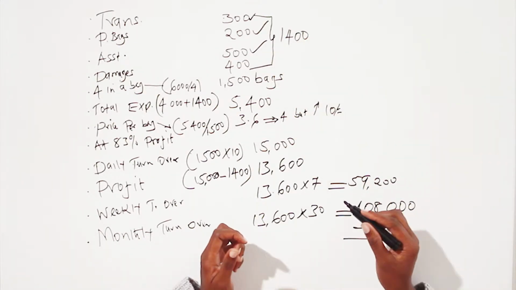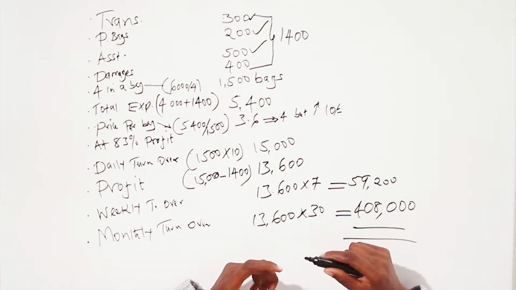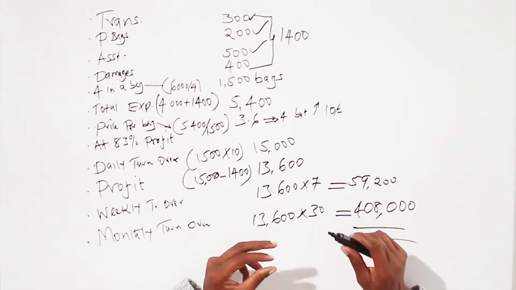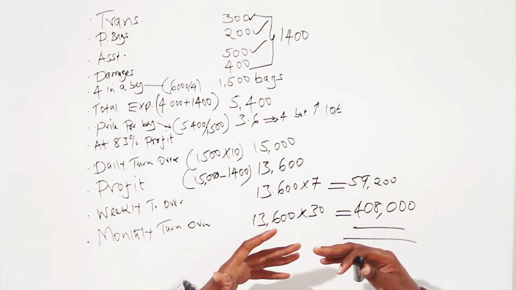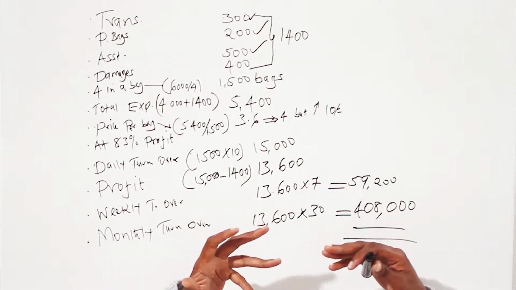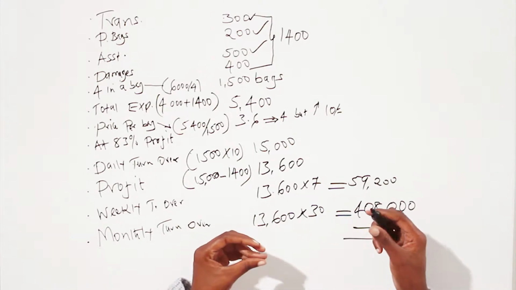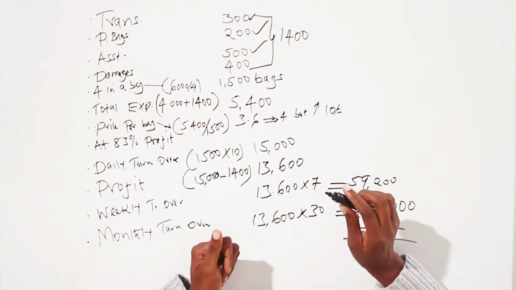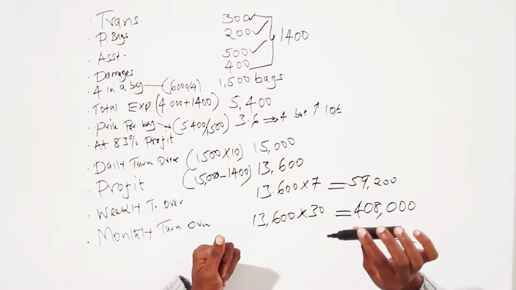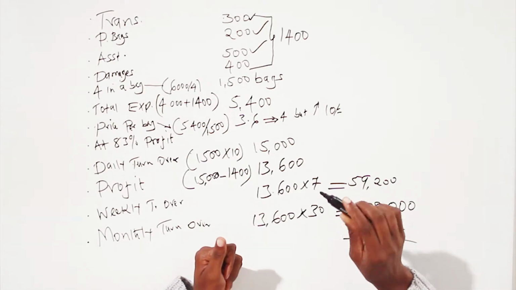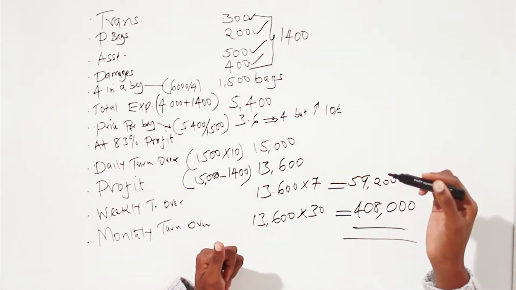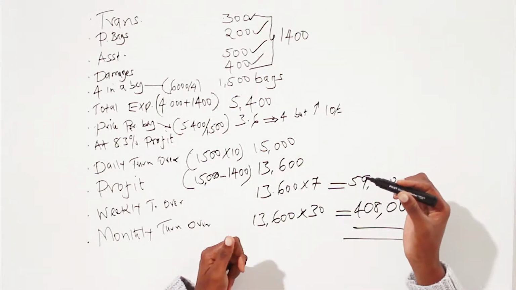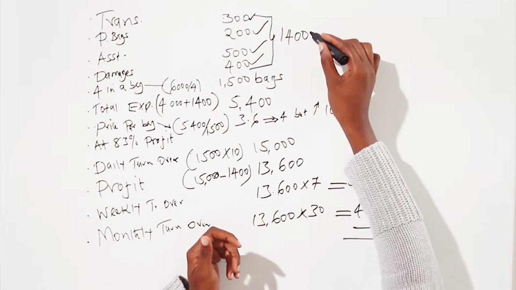She also has to take care of the damage costs, because tomatoes are very perishable goods, and if she needs to get her turnover, then she also needs to take into consideration the damages that are yet to be incurred during her business. Therefore she gives this at 10%, and this costs her 400 shillings. Then the total cost therefore comes to 1,400.